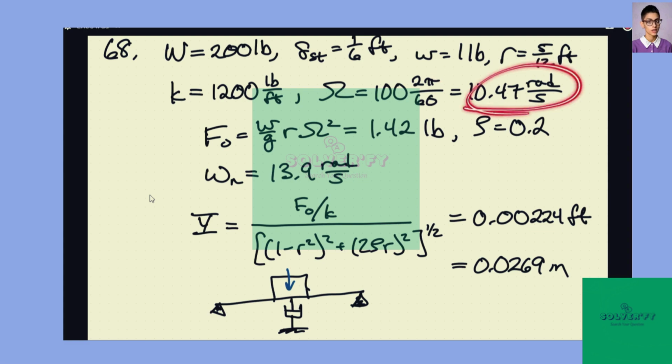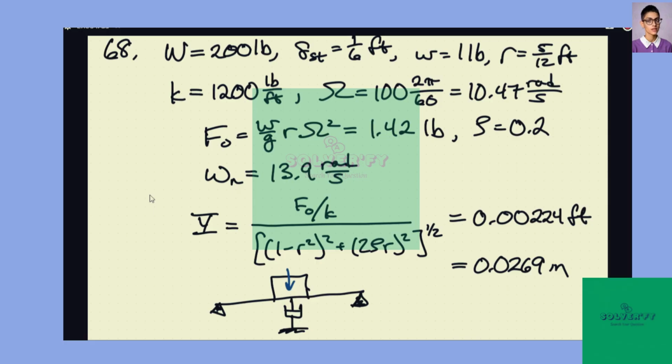And we need to get this in radians per second to use it in our formula for the amplitude of the excitation. So that's the weight or the mass of the eccentric flywheel times the distance from the rotation axis times that rotation speed squared, and that winds up being 1.42 pounds. We're told actually the damping ratio is 0.2 or 20%. The natural frequency we can then find using the mass, from the weight here, and our stiffness, and that turns out to be 13.9 radians per second.